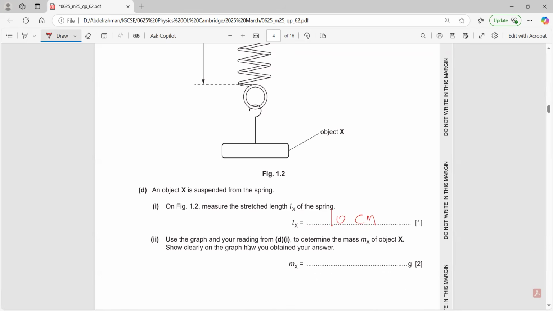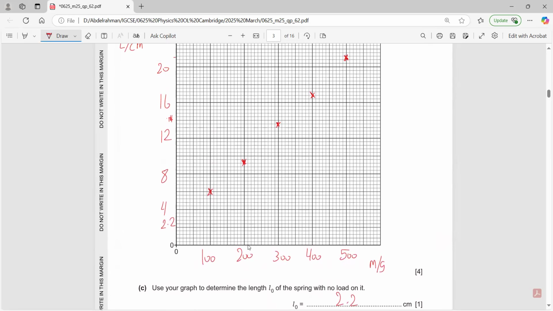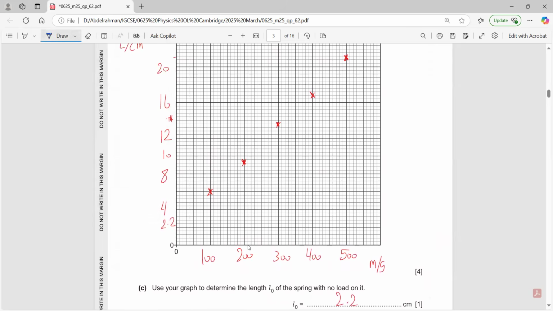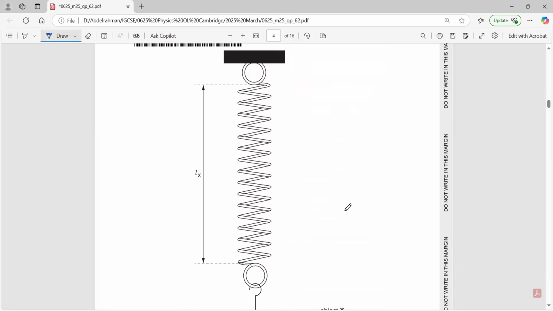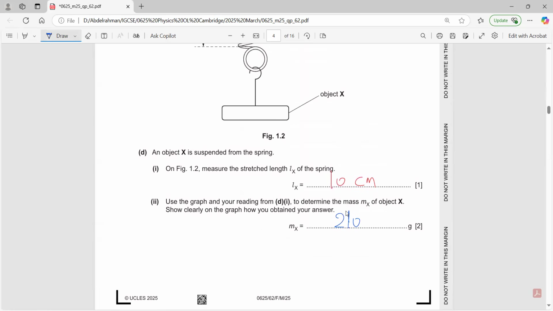Use your graph to determine the mass mx of object X. How can I use the graph? From the graph, I should draw a line from 10 centimeters. So this is 10 centimeters. Let's use a different color. If you draw a line until it hits the graph, I guess it would hit the graph at this point, and then you should draw another vertical line, which is 210 grams. So this is the mass of X, 210.